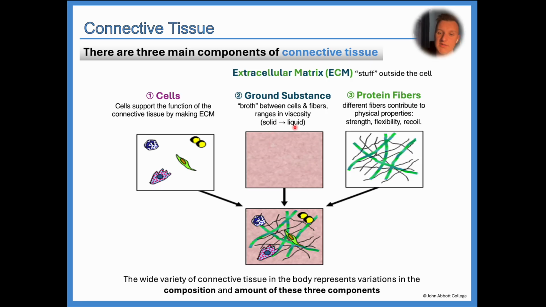It could be super solid or very liquid, and the ECM is also made up of proteins. Remember, cells make proteins, so they could make different fibers that have different physical properties, different strengths, different flexibilities or ability to recoil, like elastin. So all this to say, these little cells, connective tissue, yes, they have their cells, but more importantly, what makes them a connective tissue is that these cells make a lot of extracellular matrix that's made up of a broth and little fibers in it.